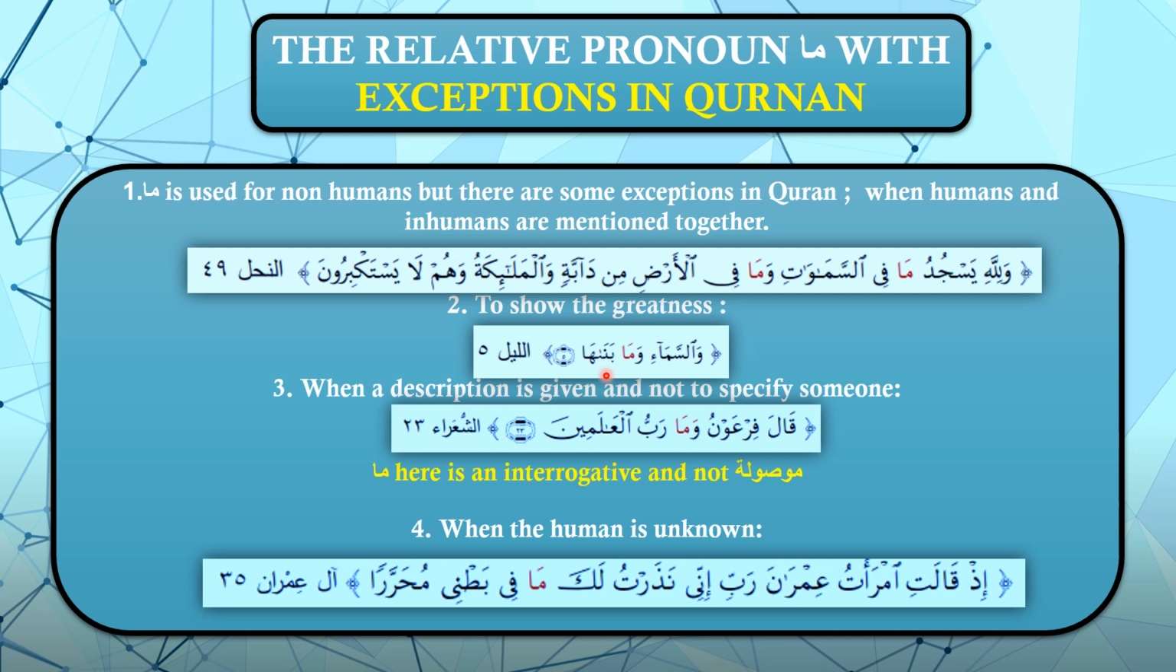The second one is to show the greatness. Was-sama'i wa ma banaha. Was-sama'i is the sama, the sky. It's so big and it's being built by Allah subhanahu wa ta'ala, and that's why here ma has been used, wa ma banaha, to show the greatness of Allah subhanahu wa ta'ala. How he has built the sky without any pillars. The third one is actually more of a description, not to say like, for example, I will explain here in the ayah.